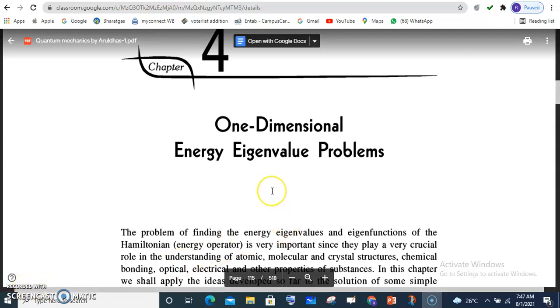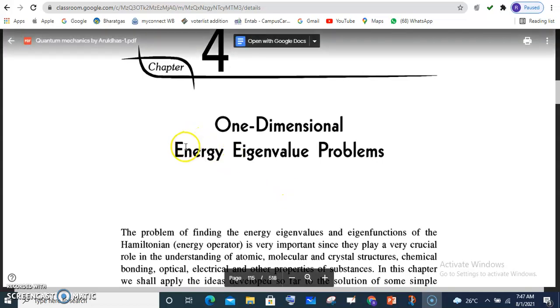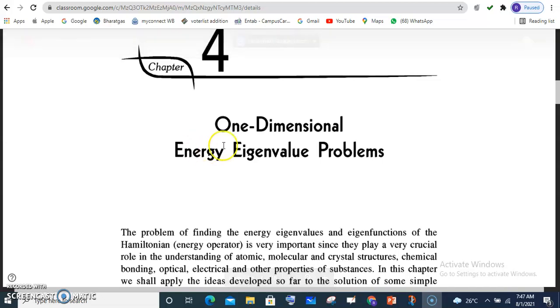Hello everyone. Today we are going to analyze one-dimensional energy eigenvalue problems. Specifically, to begin with, we will be dealing with the free particle problem in one-dimensional energy eigenvalue problems. So, what is an energy eigenvalue problem?